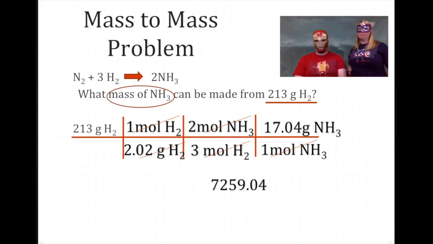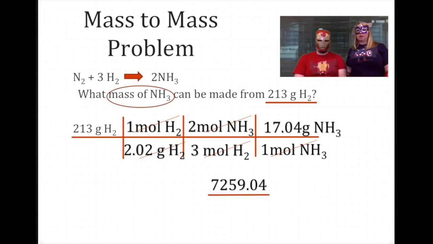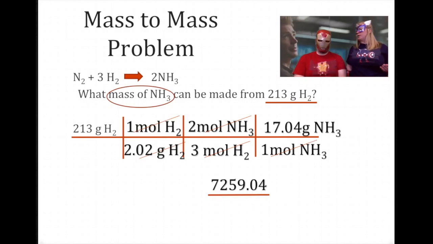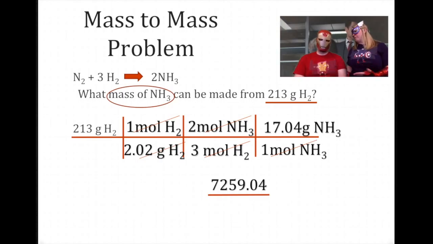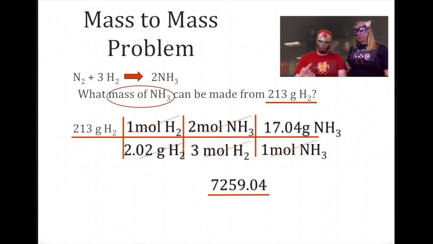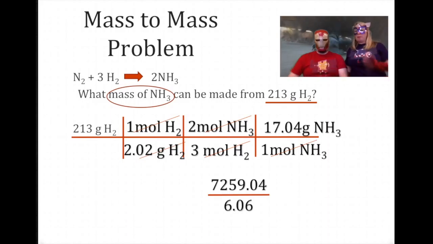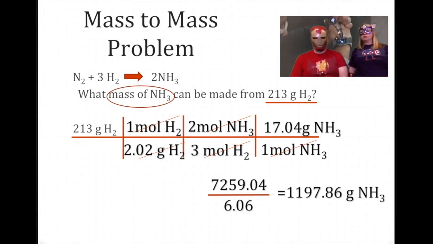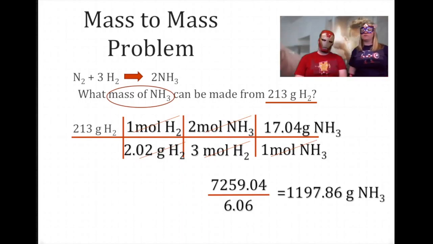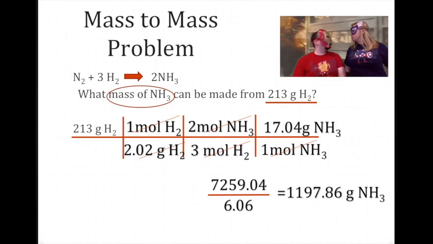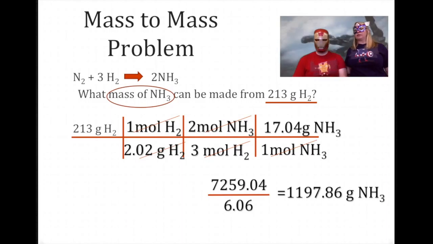That's a big number. Then I'm going to divide it by everything that's multiplied on the bottom. Normally in the past it's just been one number. Now we have numbers we're going to have to multiply first. So 2.02 times 3, which will give us 6.06. Then I simply take the top divided by the bottom, and shabam! Wow, that's a lot. So if I had 213 grams of H2, I could make 1,197.86 grams of NH3. Shabam indeed.